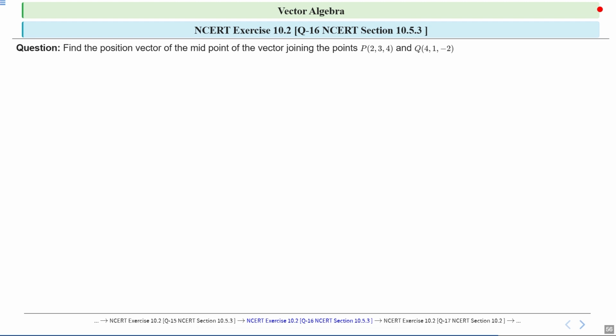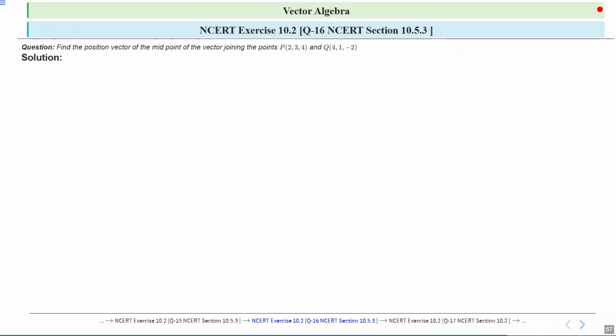Next, NCERT exercise 10.2 question number 16, which says find the position vector of the midpoint of the vector joining the points P (2, 3, 4) and Q (4, 1, minus 2). Let us see how we can solve this.